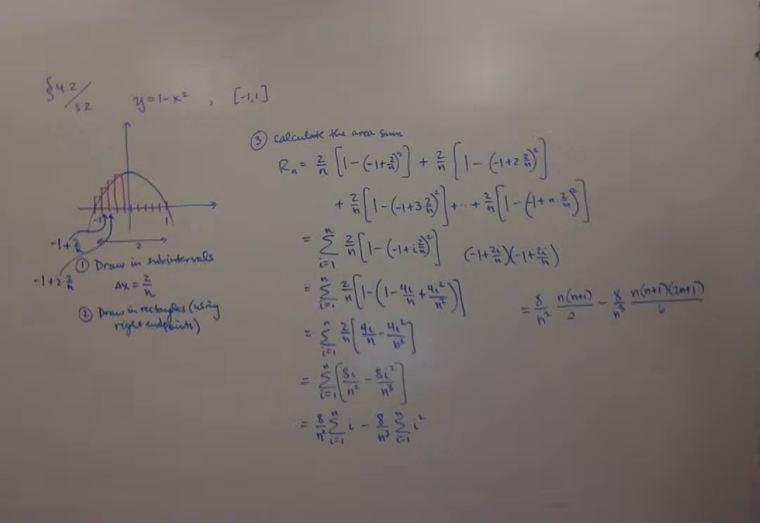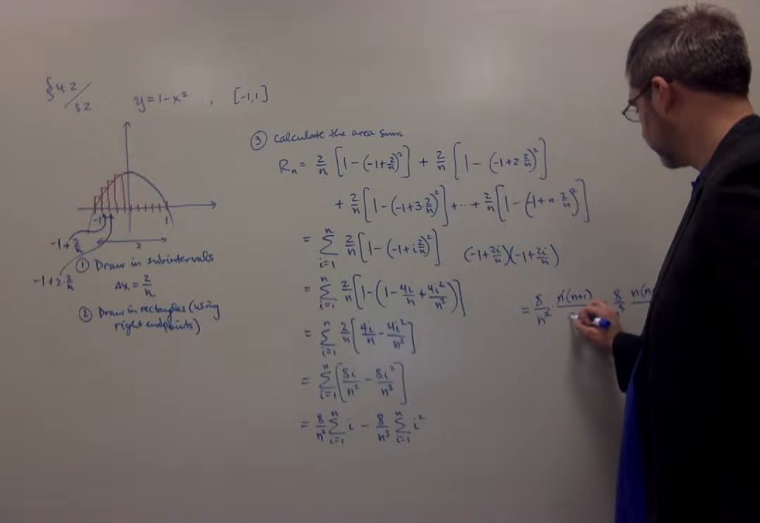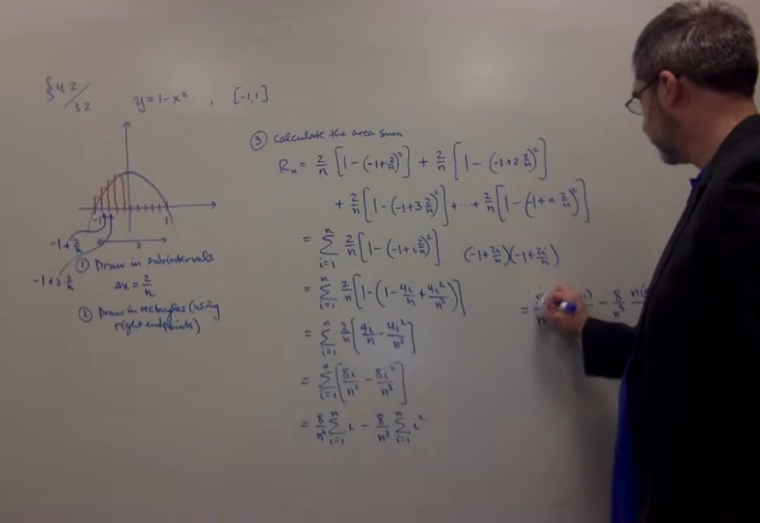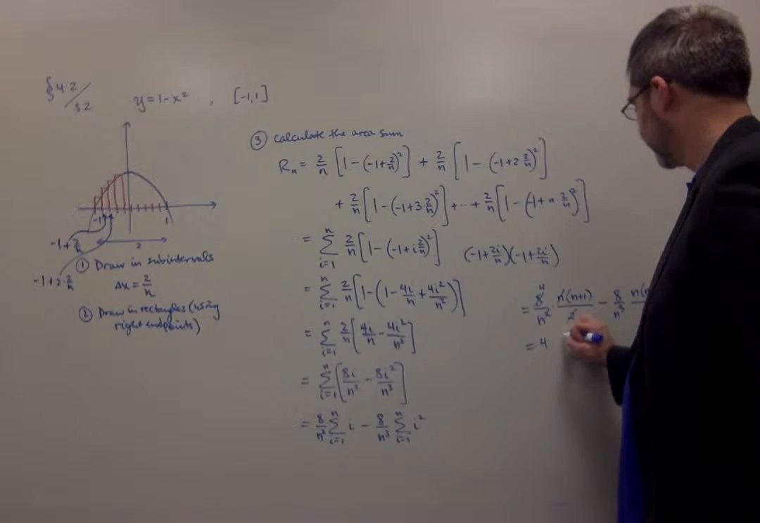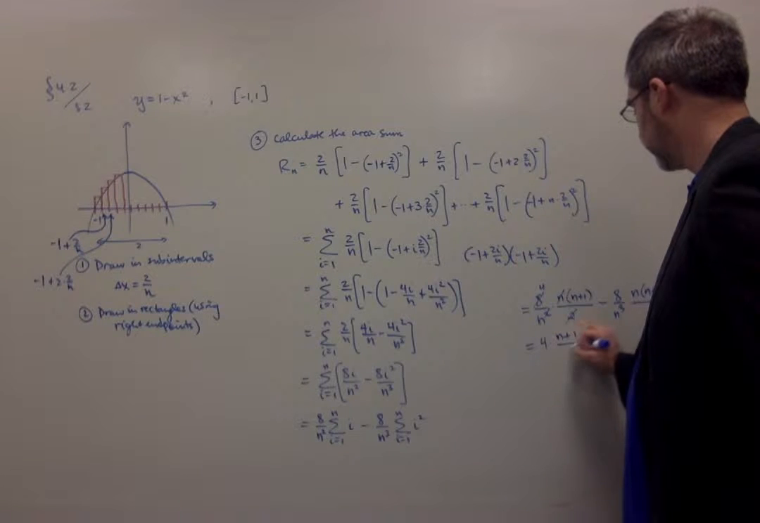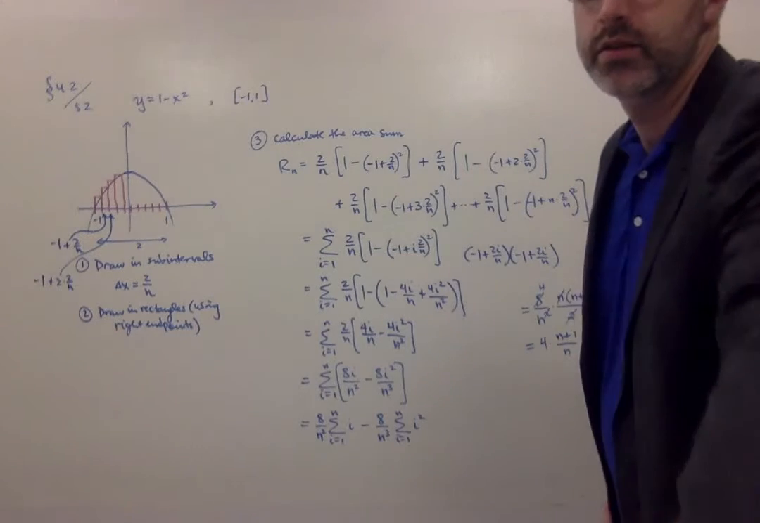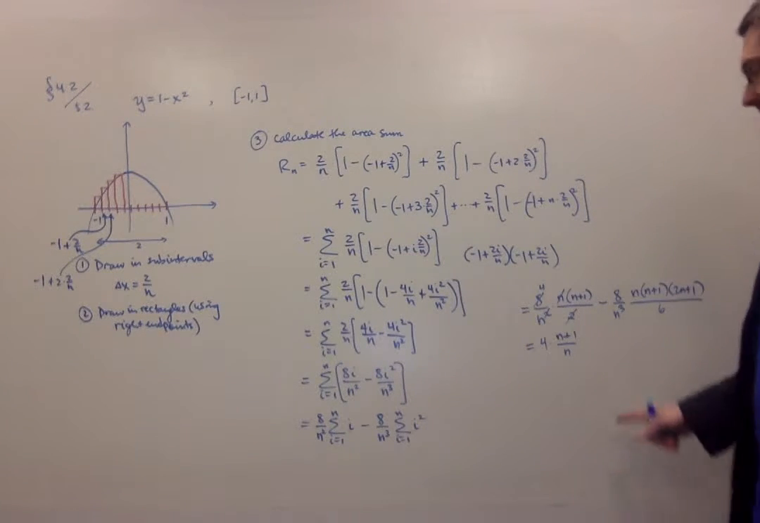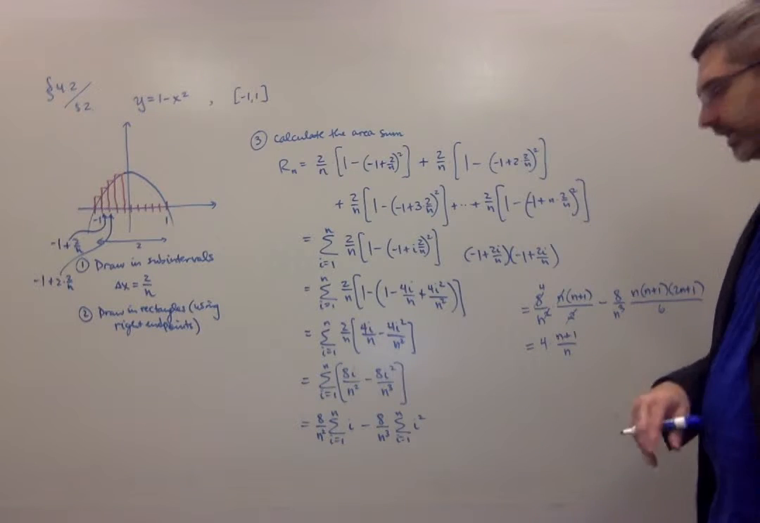Now let's clean this up a little bit. I can cancel one of the n's here. And the 2 cancels into the 8. So I've got 4 times n plus 1 over n. This should look familiar. That thing keeps going to 1, right? That's what we saw in class before. So this term is eventually going to go to 4. You can kind of tell that.